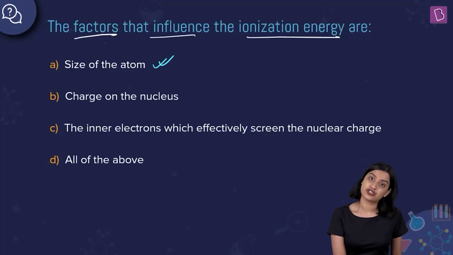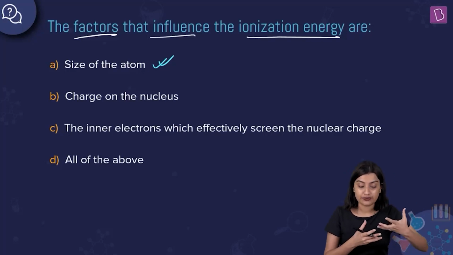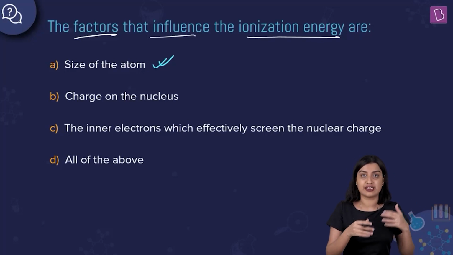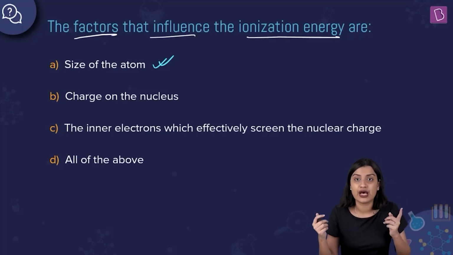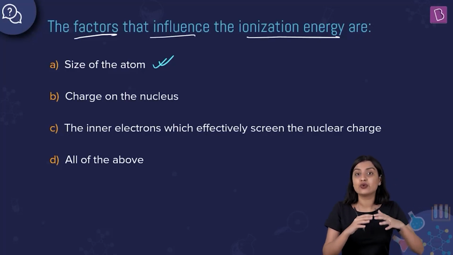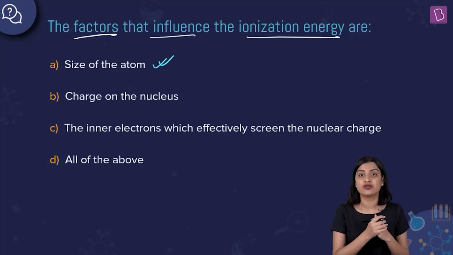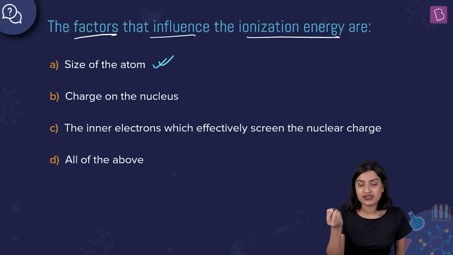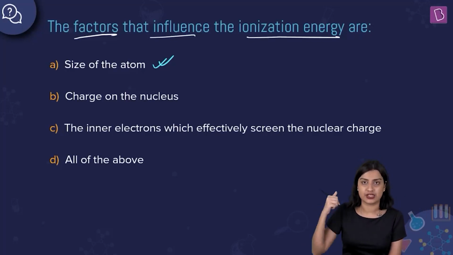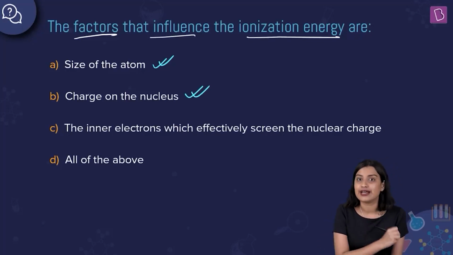Then we have option B, charge in the nucleus. That is nothing but we are here talking about your Z effective. Okay, your Z is increasing, right? If I say you move from left to right across a period, what happens? Atomic number increases, so Z increases. Okay, and your electrons are being added to the same shell, right? So you have Z effective is equal to Z minus sigma. Your sigma is the same. That is the screening effect. Okay, Z is increasing. So what happens? Effective nuclear charge is increasing. So yes, ionization energy will increase. So charge in the nucleus does affect the ionization energy.